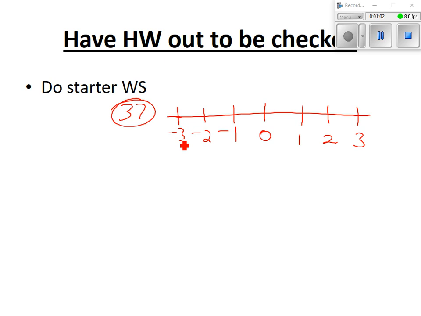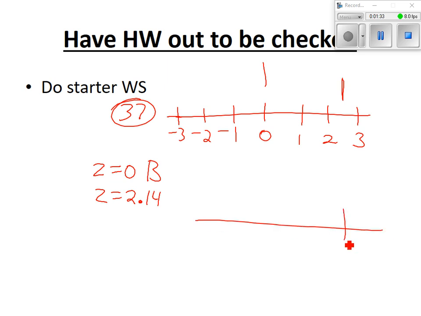So on this one, look at that histogram. A z-score of 0, which letter is that going to be? Which one's right in the middle? B. And then a z-score of 2.14, C. That's way over here, right? I don't have my histogram, but it's way over here on about 78, so that'd be C.